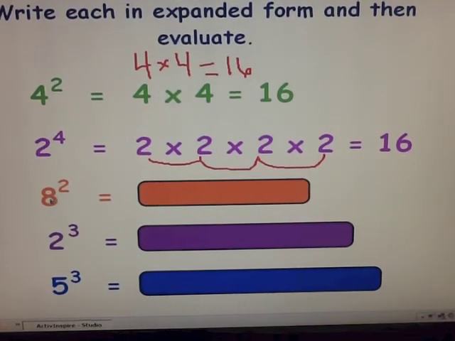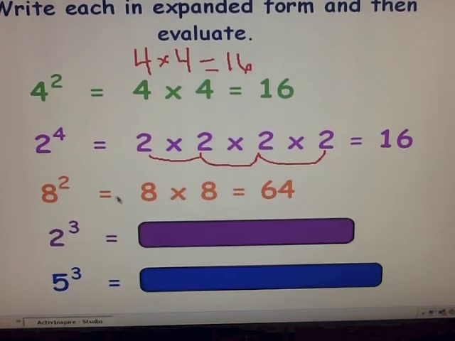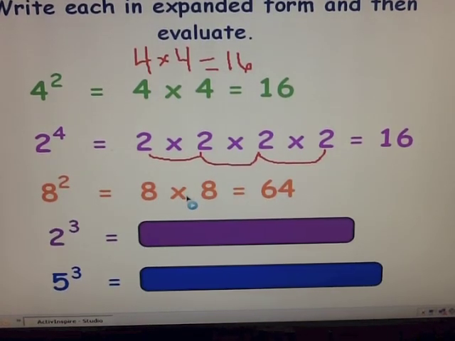Okay, let's see how you did. 8 squared, or 8 to the 2nd power. Did you say 16 was your answer? Wrong, it's 64. It's 8 repeated twice and multiplied together. 8 times 8 is 64.